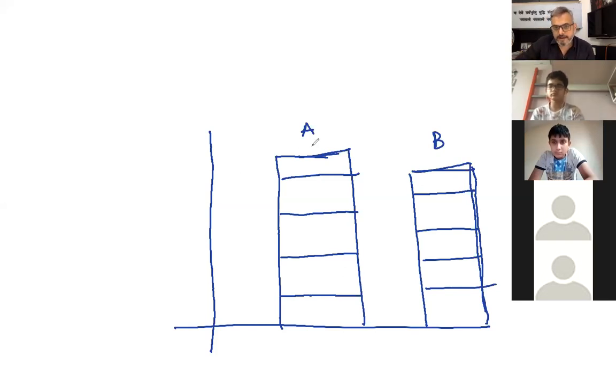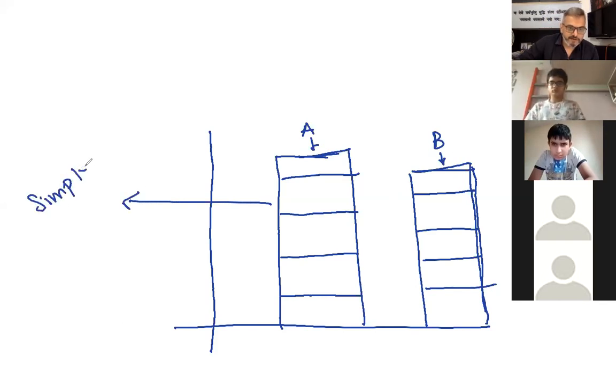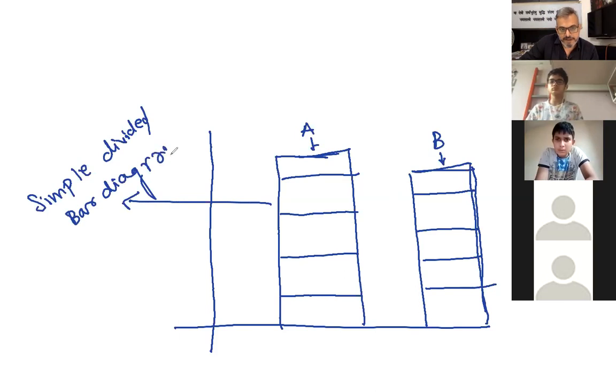So now what do we do? In a divided bar diagram, we take data for A and data for B as two separate bars, and then as per the different parameters we divide the bar. Hence such a diagram is known as a simple divided bar diagram. Now in bar diagrams we are going to do two types. One is simple divided and the other is percentage divided.